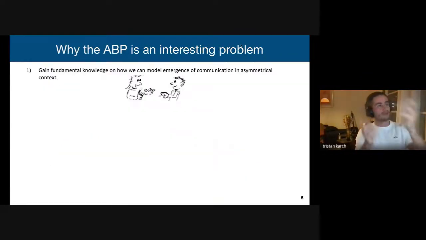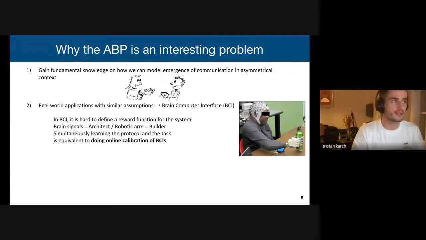Yeah. So now that you know a bit the setup in which we are located, let me present some reasons why this architect builder problem is an interesting problem inside AI. So first, it's a good problem for fundamental research because it allows us to gain fundamental knowledge on how we can model the emergence of communication in such an asymmetrical context. But also, it shares similar assumptions with real-world applications. In particular, it has the same assumptions as brain-computer interfaces.